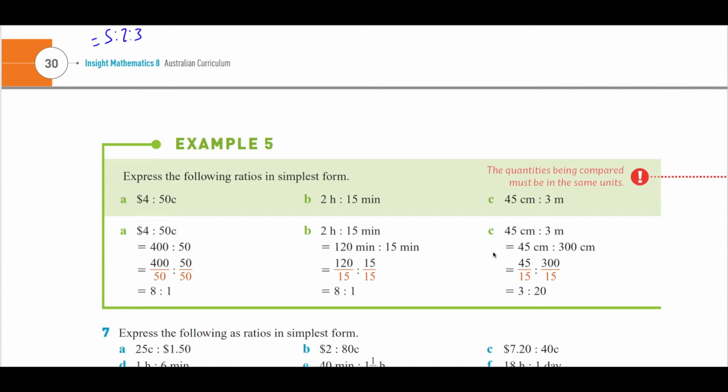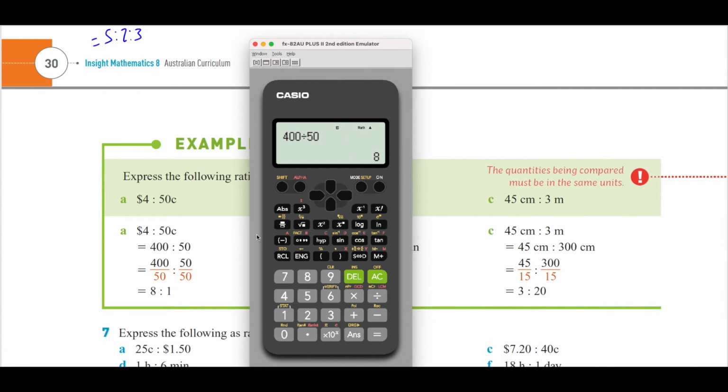Okay, so then just try to simplify this. So what you can do is you can use a calculator for this. You don't need to try and find the highest common factor, which is 15. Just type it in. What is 45 divided by 300? You get 3 over 20. Then the ratio is 3 to 20, right?